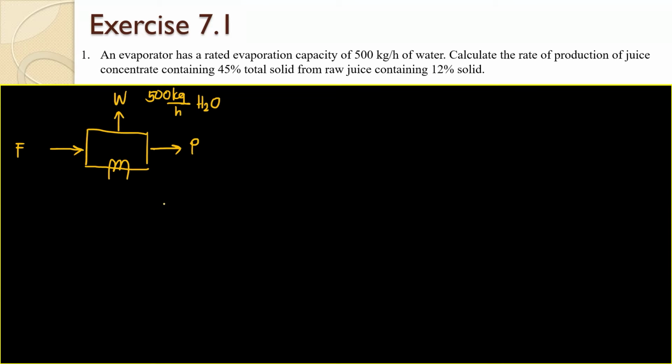Calculate the rate of production of juice containing 45% solids from raw juice containing 12% solids. Right. So this one is your process flow diagram. So this one could be your given. Do you understand how it is drawn? So this one is the evaporator.